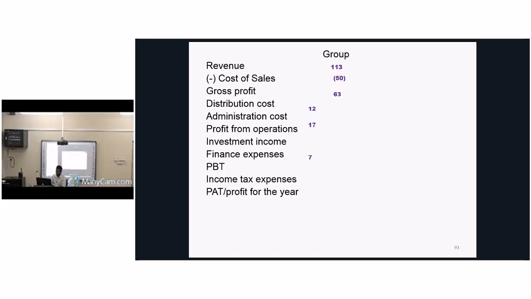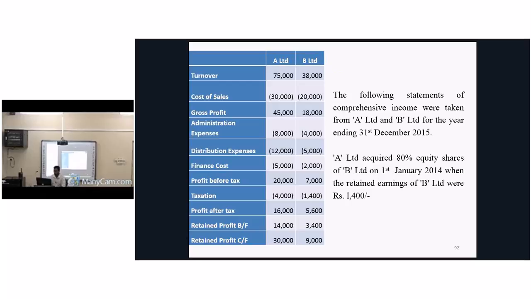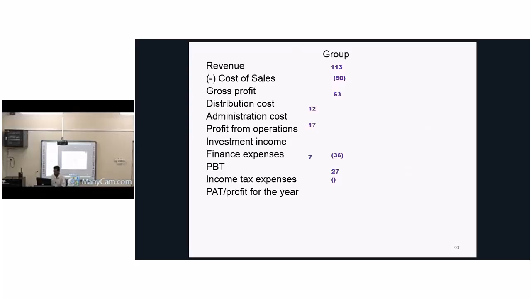$36. Then profit before tax is 27. Income tax 5.4. And profit for the year 21.6.